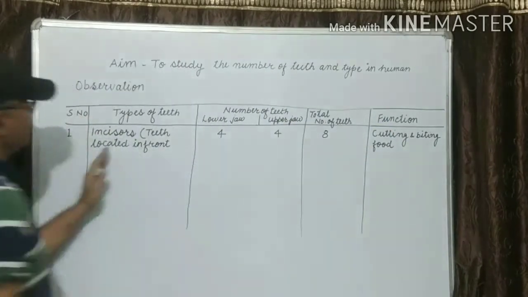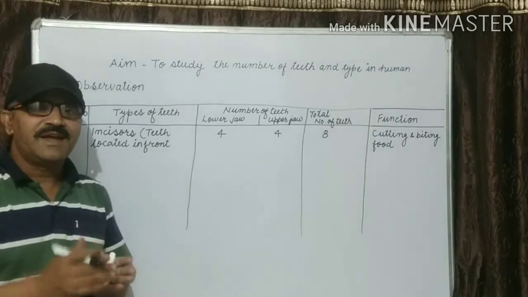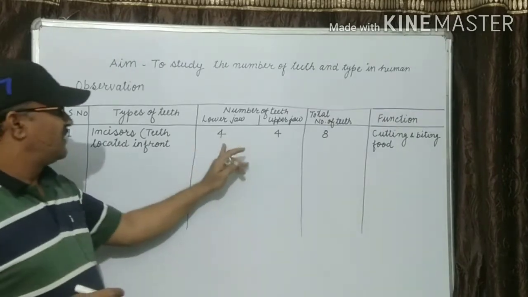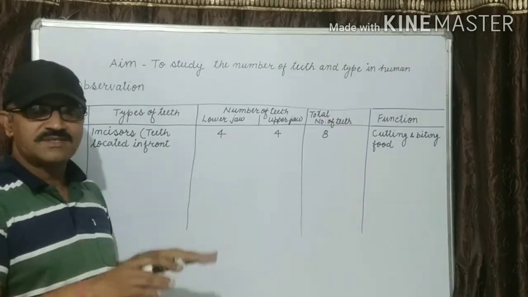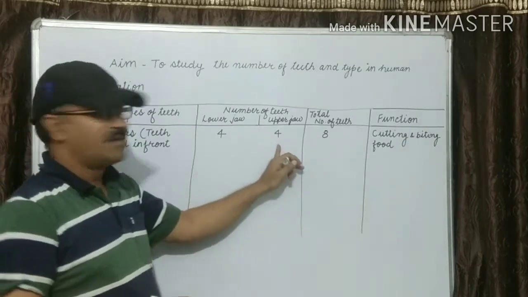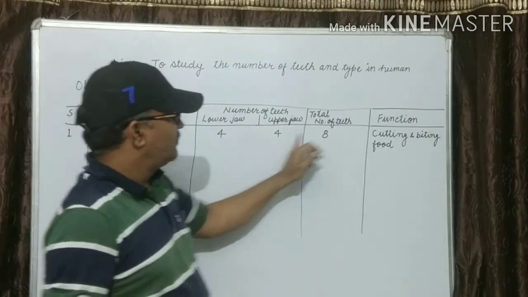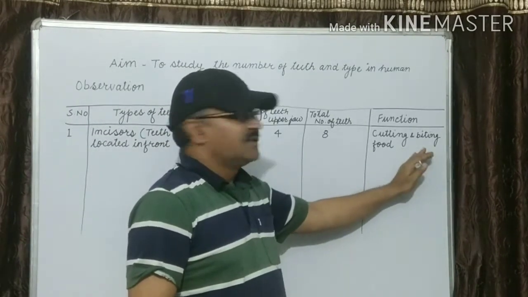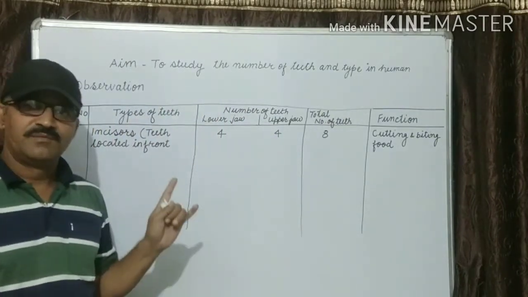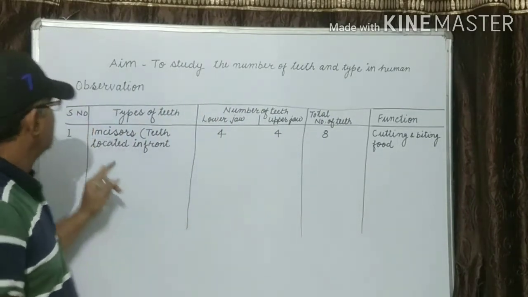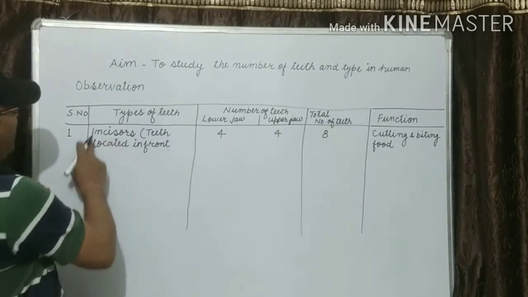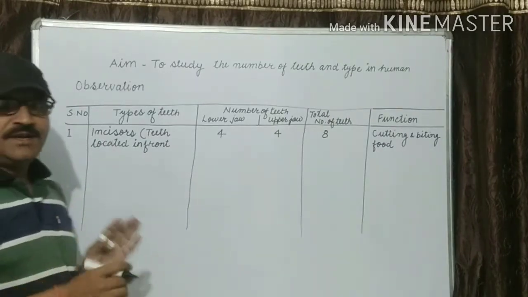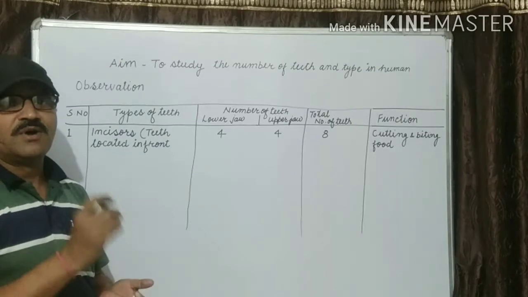First, clear. Incisors, where they are present? They are present in front. What is the number of incisors in lower jaw? There are 4. And what is the number in upper jaw? There are 4. And what is the total number of incisors? They are 8. And what is the function? Cutting and biting the food. First type of teeth is clear. What is the spelling? INCISORS. Okay, where they are located? In front of your mouth cavity.